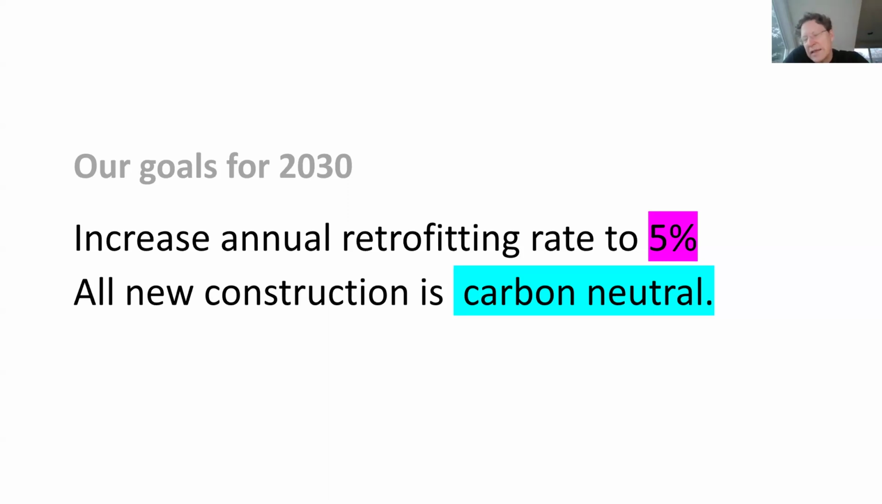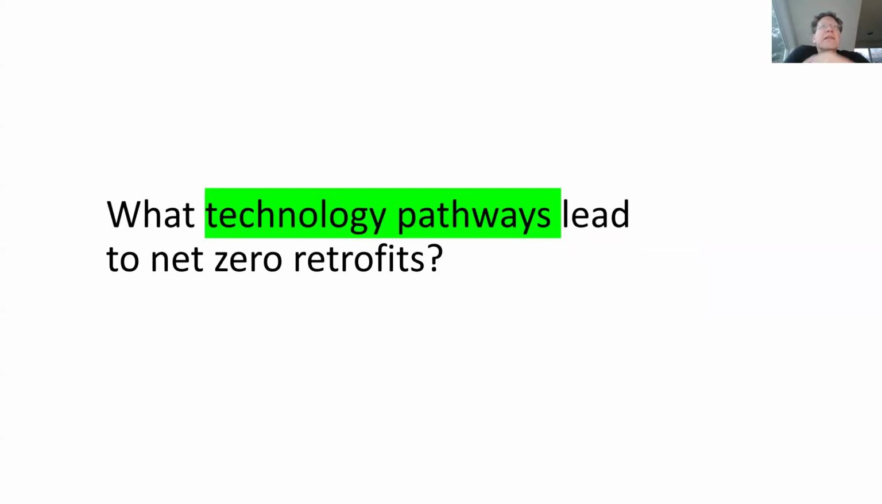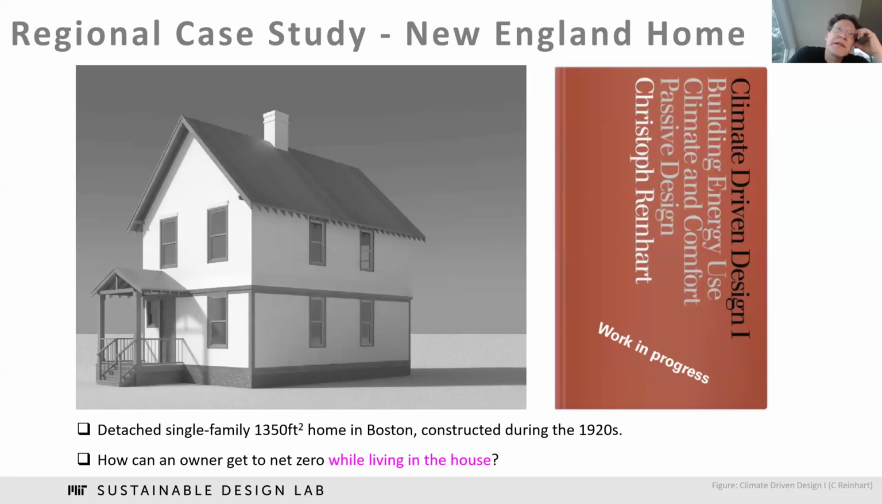If I'm now zooming into New England, then the question is always, wherever you do a UBEM, what technology pathways actually lead to your goals? We've done a very careful analysis for a typical New England home: what has to happen if an owner wants to live in the building, retrofit it, and reach carbon neutrality. And the same type of work is, of course, to be done all over the world.